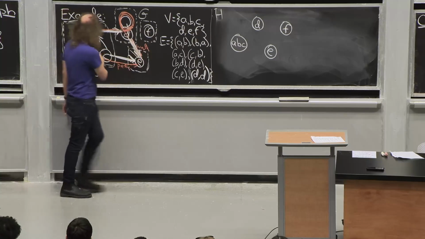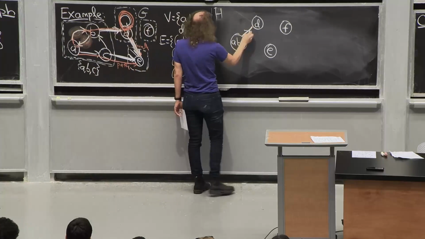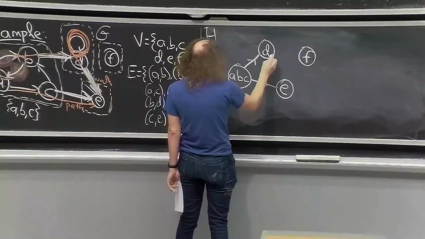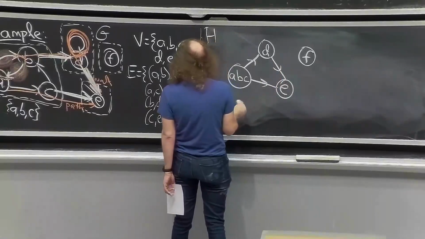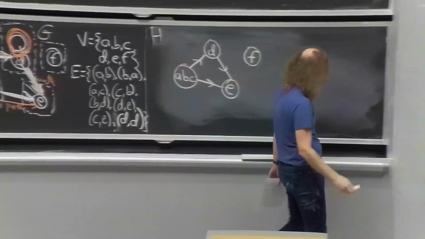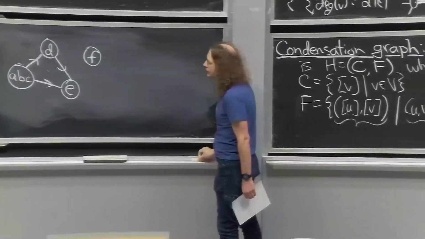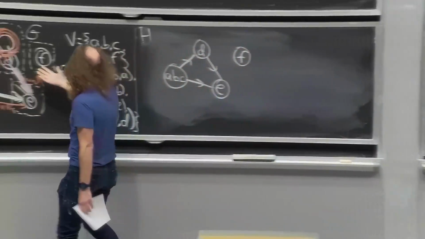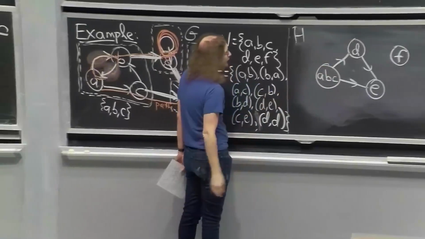So we've got ABC to D. We've got ABC to E. We've got D to E. And that's it. Okay, so this is the condensation graph. And if you want to know reachability between two vertices in the original graph, you can figure it out by looking at reachability within H.